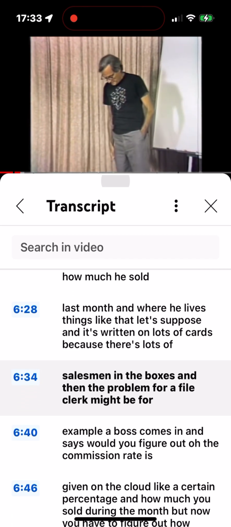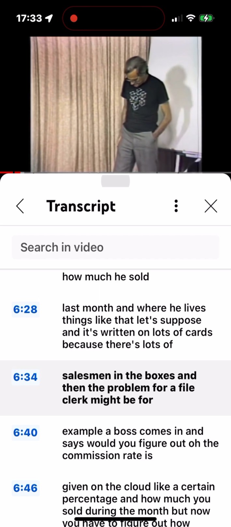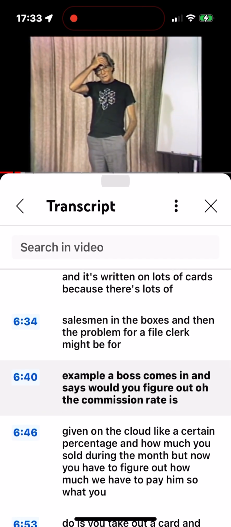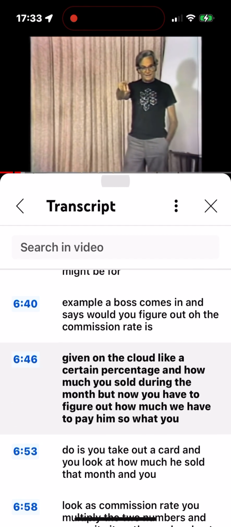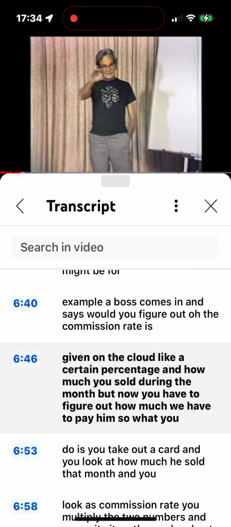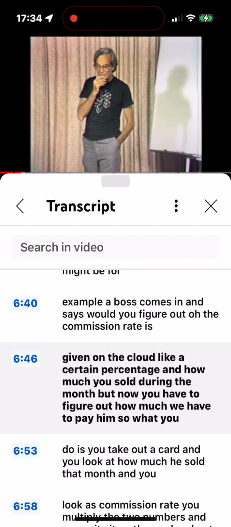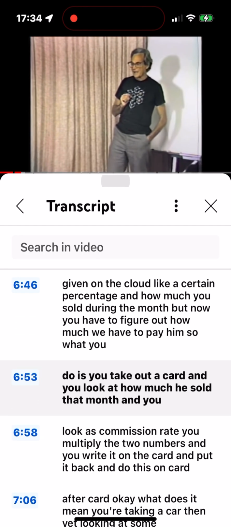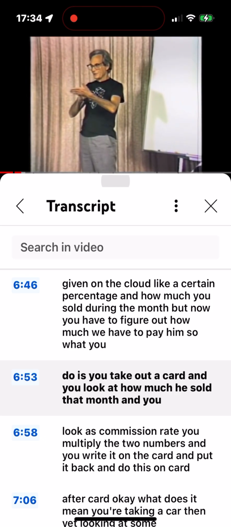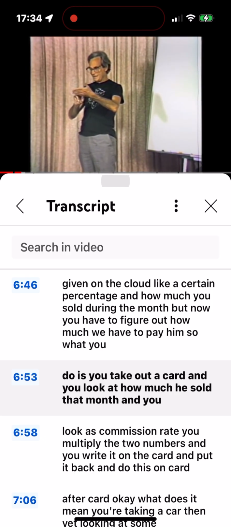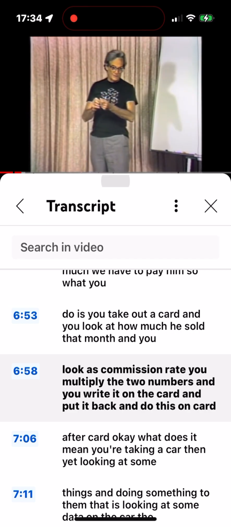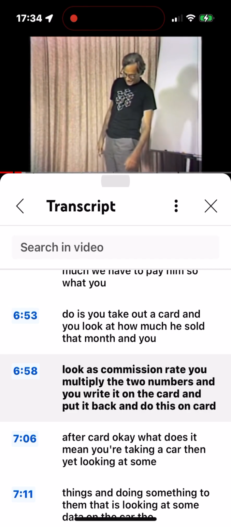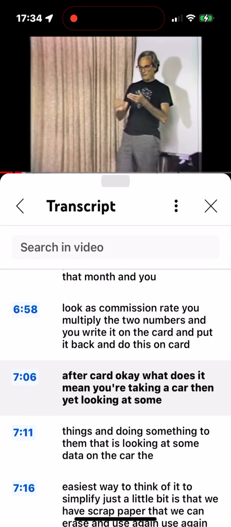And then the problem for a file clerk might be, for example, a boss comes in and says, would you figure out, the commission rate is given on the card, like a certain percentage, and how much he sold during the month. But now you have to figure out how much we have to pay him. So what you do is you take out a card, and you look at how much he sold that month, and you look at his commission rate, and you multiply the two numbers, and you write it on the card, and put it back, and do this on card after card, okay?